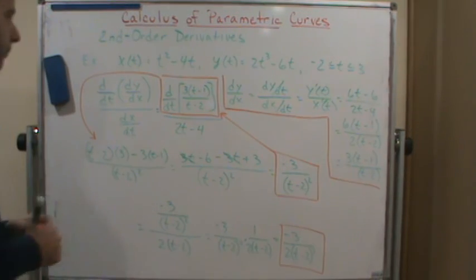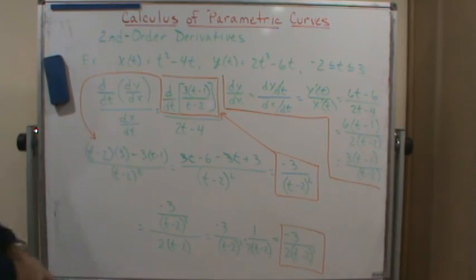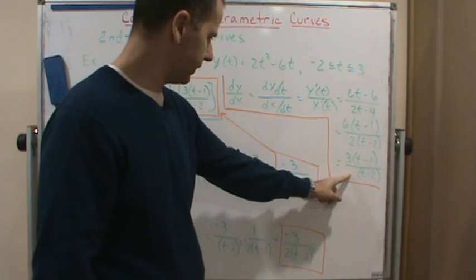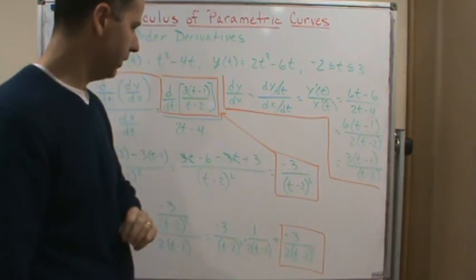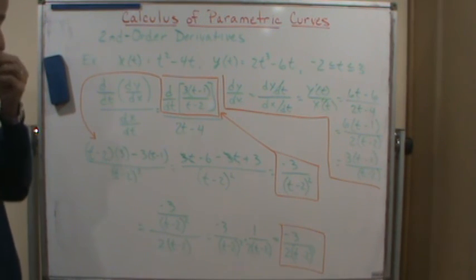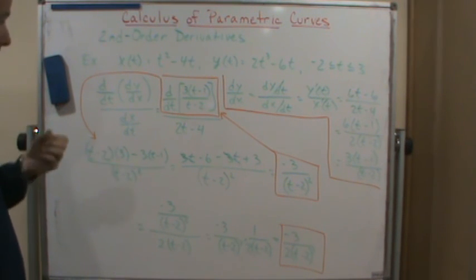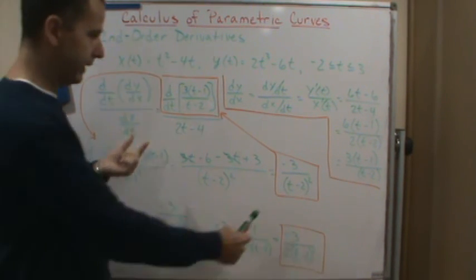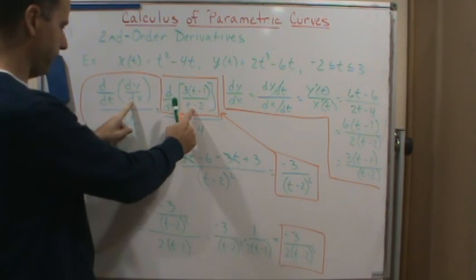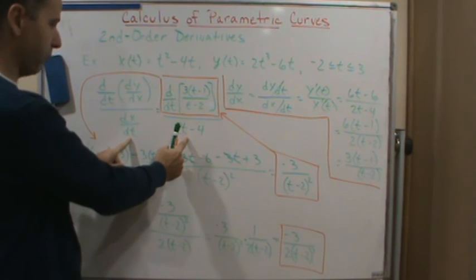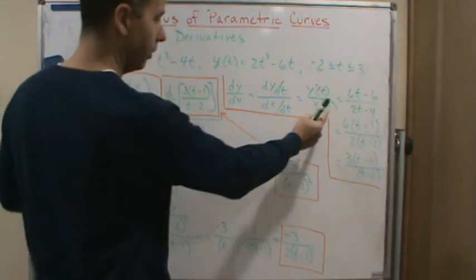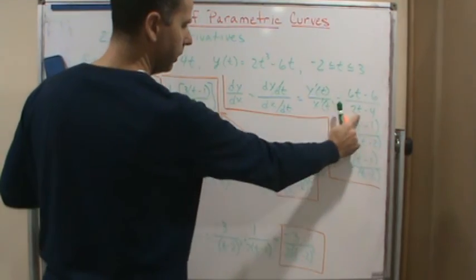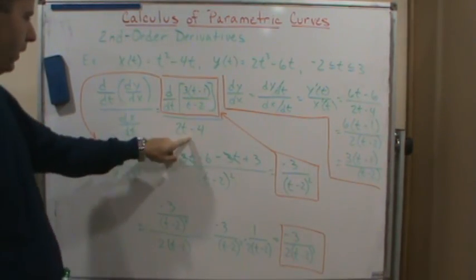So let's recap. What I did was I found dy/dx, the first derivative. And now to find the second derivative with respect to t, I go back to use this formula. Well, what's dy/dx? dy/dx is here, so that's what I put here, over dx/dt. Well, what's dx/dt? Right there, see, dx/dt is 2t minus 4. So now I've got this.